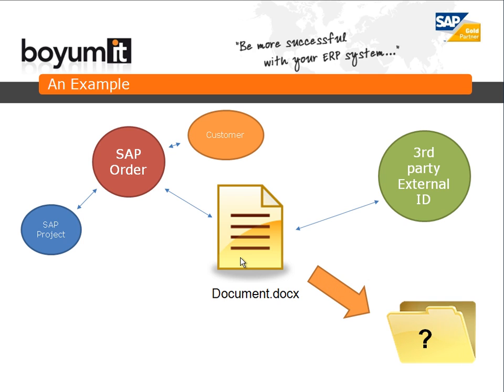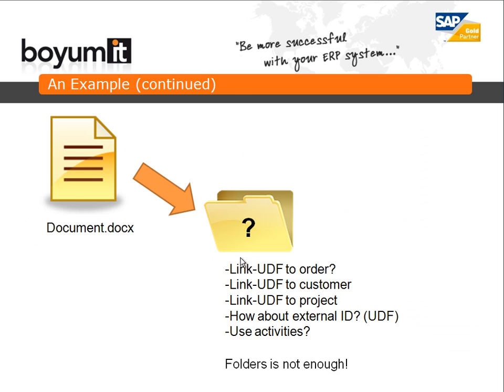So where should I put this document in order to be able to do this using regular SAP? Well, we could try some different approaches. First of all, we could use UDFs, user-defined fields of type link on orders. Then the document would be directly related to the order, but we wouldn't be able to find it without going to that order. We wouldn't be able to find it just by saying, give me all documents relating to project, or give me all documents relating to customer.